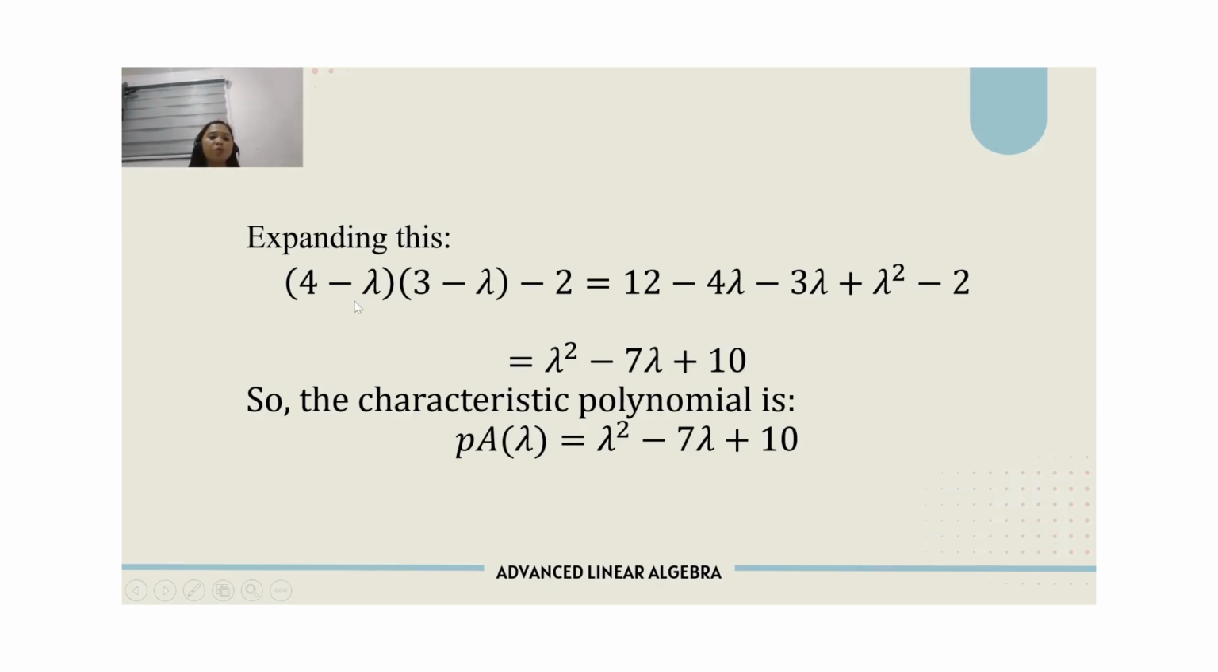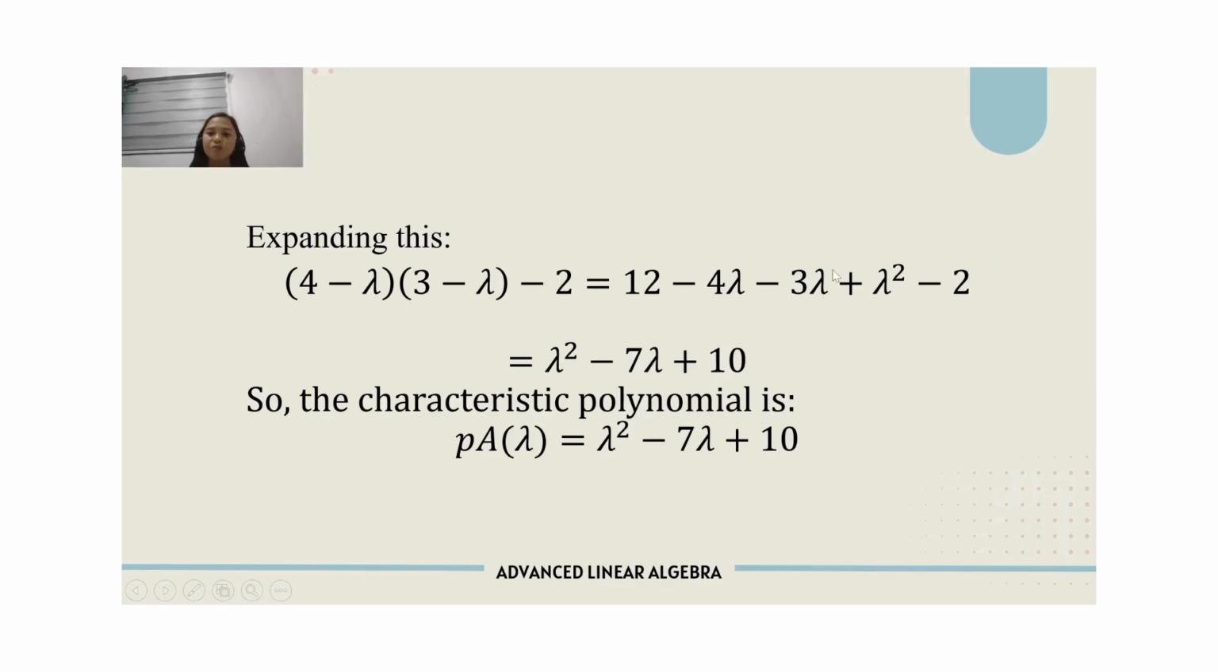So we will expand this one, using FOIL. So 4 times 3 is 12. 4 times negative lambda is negative 4 lambda. Negative lambda times 3 is negative 3 lambda. And negative lambda times negative lambda is positive lambda squared, minus 2.